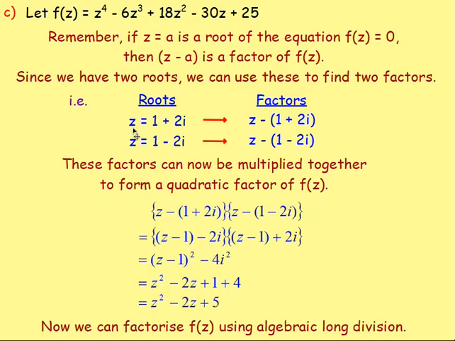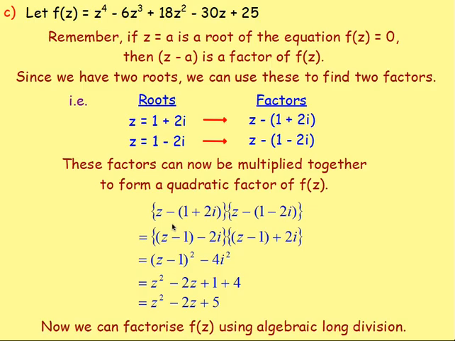Because we have the roots z equals 1 plus 2i and z equals 1 take away 2i, what we need to do is write them in factor form. So if they're roots, the factors would be z take away 1 plus 2i, and z take away 1 take away 2i. What we have to do is multiply these two factors together to get a quadratic factor, a larger factor. So that is what we're doing here.